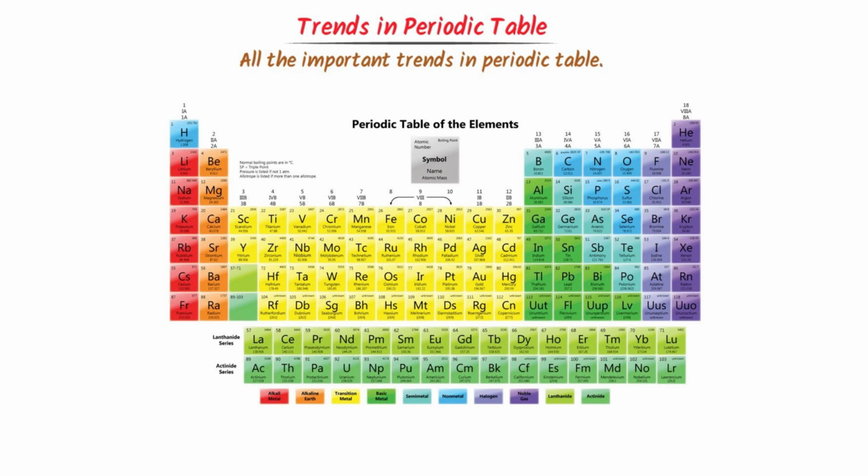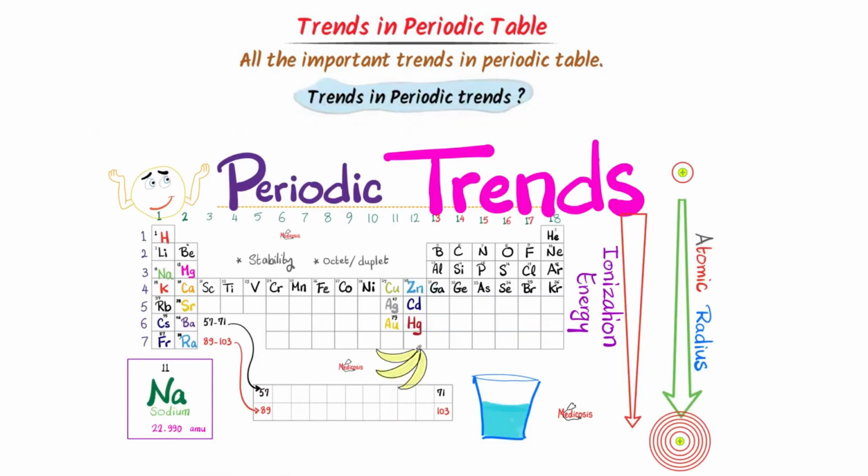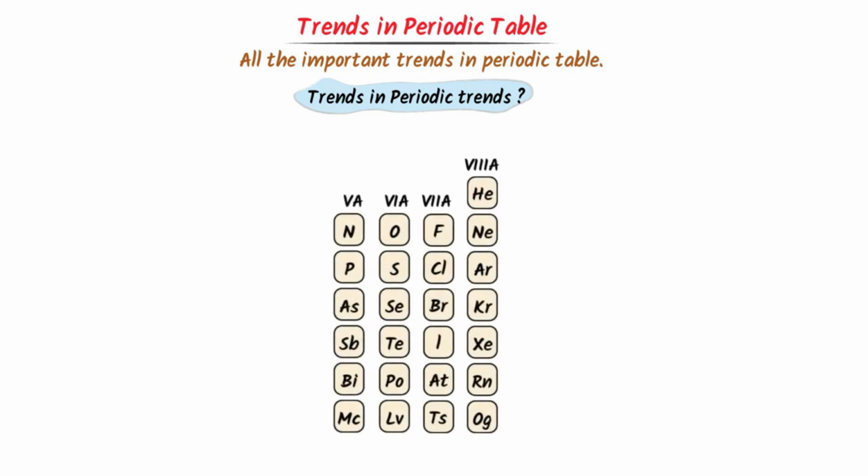First of all, let me teach you what is meant by periodic trends. Well, consider this periodic table. We know that columns in the periodic table are called groups and rows in the periodic table are called periods. Now, as you move down the group or across the period, the elements change in certain ways.